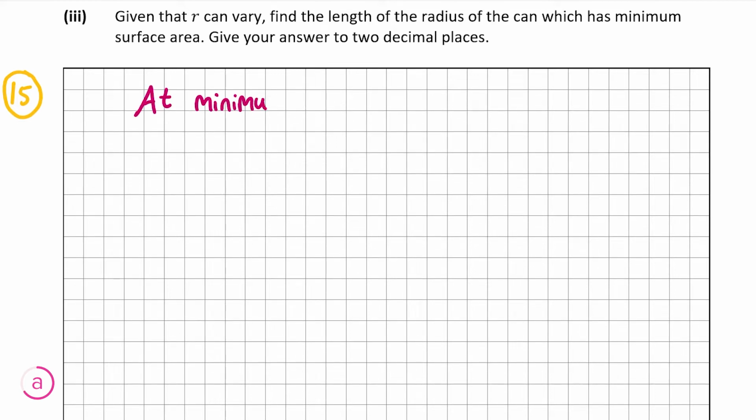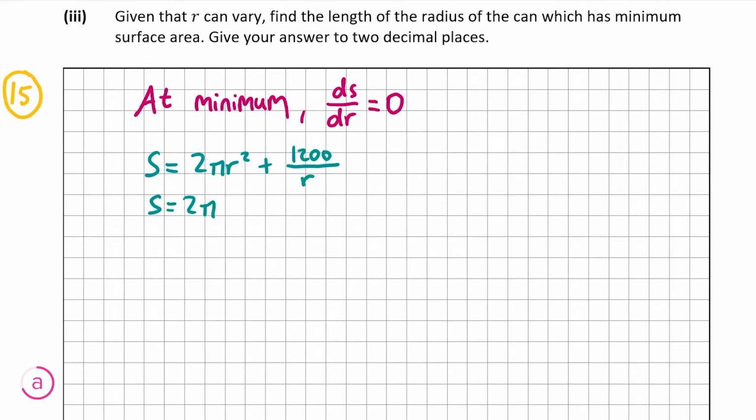Then we're going to put that equal to 0, as that's when the value of the surface area will be at a minimum. So we know that S is equal to 2πr² + 1200/r. I'm going to rewrite that slightly as 2πr² + 1200 times r to the power of minus 1. So now I can differentiate this. Remember, when we're differentiating a term x to the power of n, this goes to n times x to the power of n minus 1.